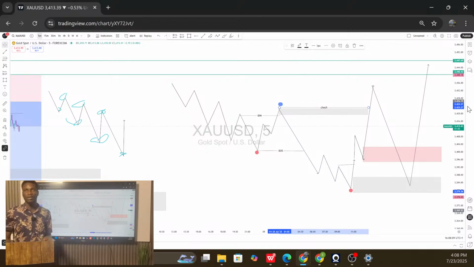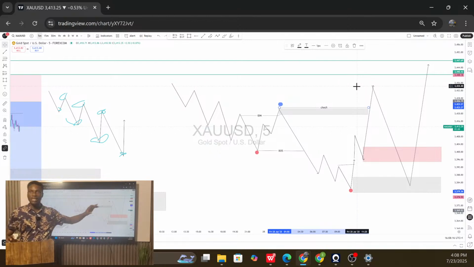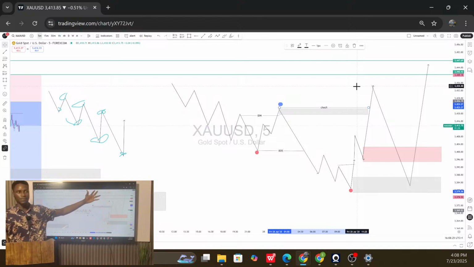Normally we use uppercase to write, but that's lowercase. Doesn't matter. Let's just keep going. So what you have here is a change of character. This explains to us that, oh, price has gone from being what? Being bearish, obeying bearish structure. Now price is interested in what? The bullish side of things, grabbing out all the liquidity on the upside.